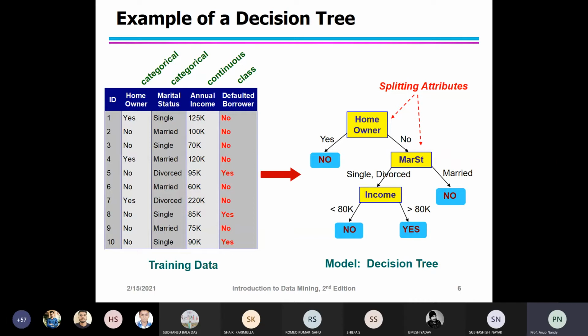The way it is, these are the training sets, because you have 10 records. For each record, there is the homeowner attribute, yes or no, which is a categorical attribute. Then marital status: single, married or divorced. Then the annual income, which is a continuous attribute. Then there is the defaulted borrower.